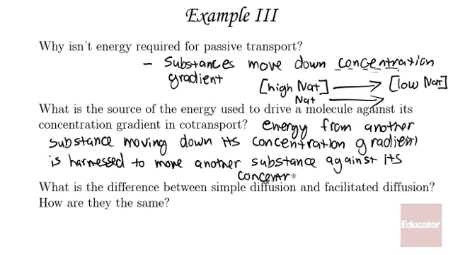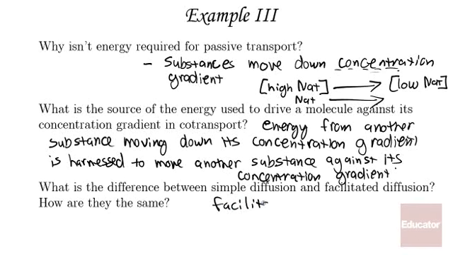Remember that it requires energy to maintain the concentration gradient of the first substance. Otherwise, that concentration gradient would cease to exist. But the immediate source of the energy during co-transport is the release of energy from a substance moving down its concentration gradient. For example, sodium moving down its concentration gradient provides the energy to move glucose against its concentration gradient in sodium-glucose co-transport.